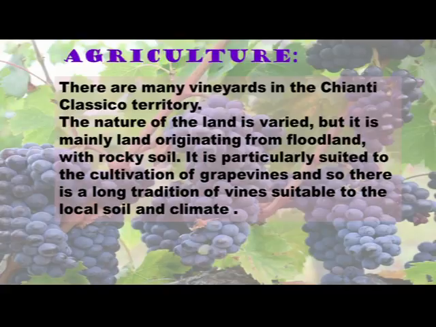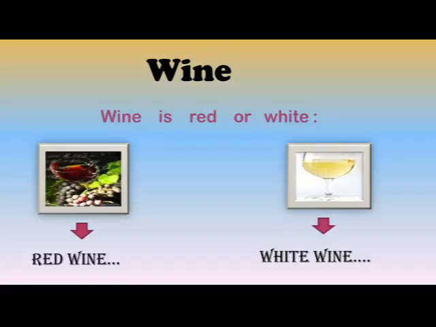Agriculture. There are many vineyards in the Chianti Classico territory. The nature of the land is varied, but it is mainly land originating from foreland with rocky soil. It is particularly suited to the cultivation of grapevines, and so there is a long tradition of vines suitable to the local soil and climate. Wine is red or white.